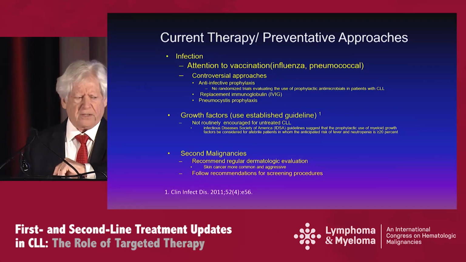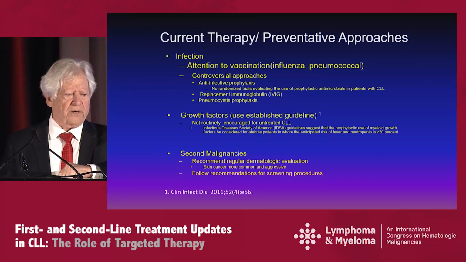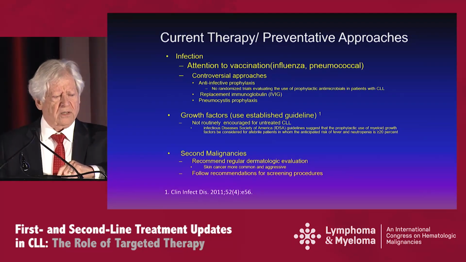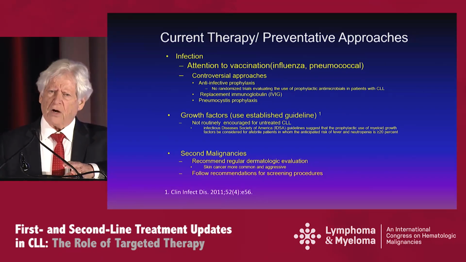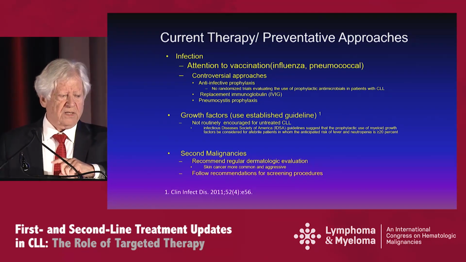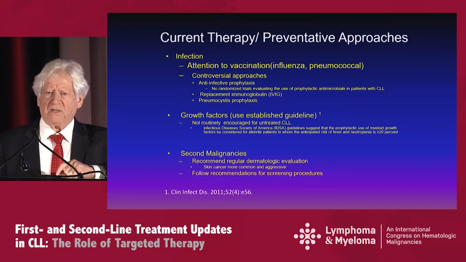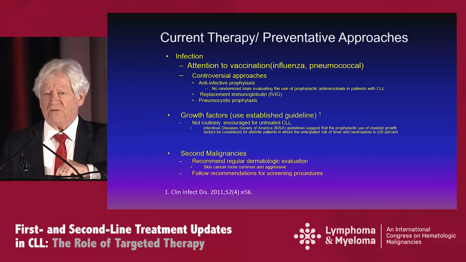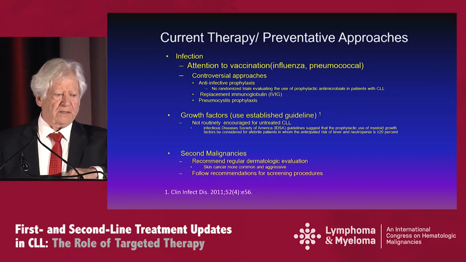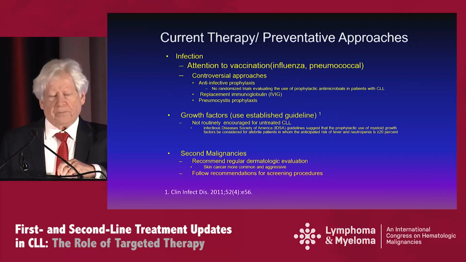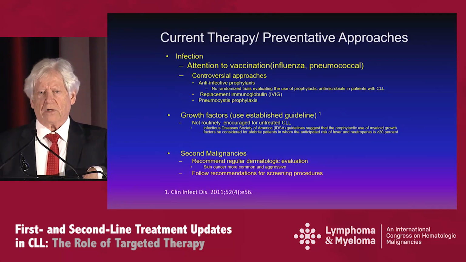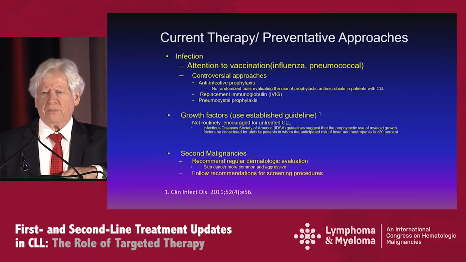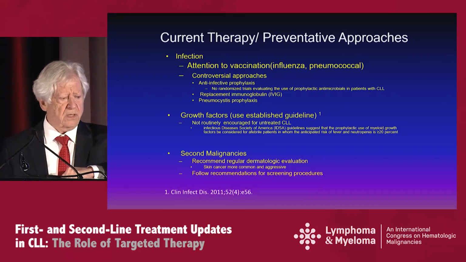What current therapies or preventative approaches can we use? In particular, with respect to infection, obviously we want to make sure our patients are vaccinated, particularly with the influenza and pneumococcal vaccines. There are some controversial approaches. There is yet no anti-infective prophylaxis that has been proven to be effective, in that there has been no randomized trial evaluating the use of prophylactic antimicrobials. Replacement IVIG obviously can work, or IM, but it has variable outcomes. And of course, pneumocystis prophylaxis can be used.